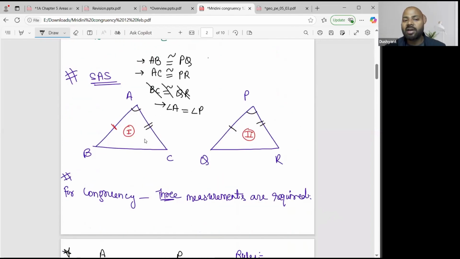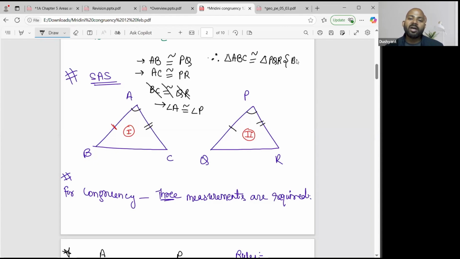For the side angle side, we will have two sides and then one angle between them. I hope this word "between" is clear to you. AB is congruent to PQ and AC is congruent to PR. This is something you will have to write down. AB equals PQ, AC equals PR, and the third thing given, I need three measurements, is angle A equals angle P. Therefore, from all three measurements, I can say triangle ABC is congruent to triangle PQR.